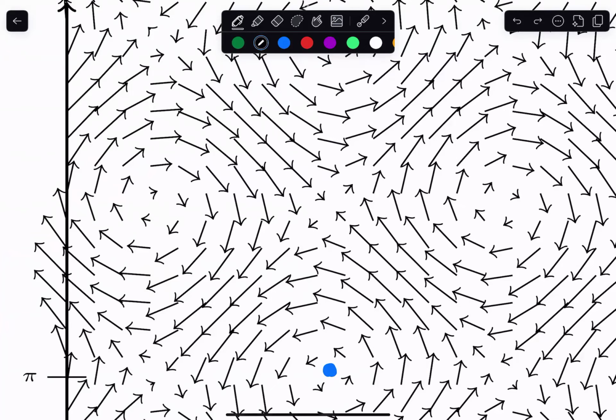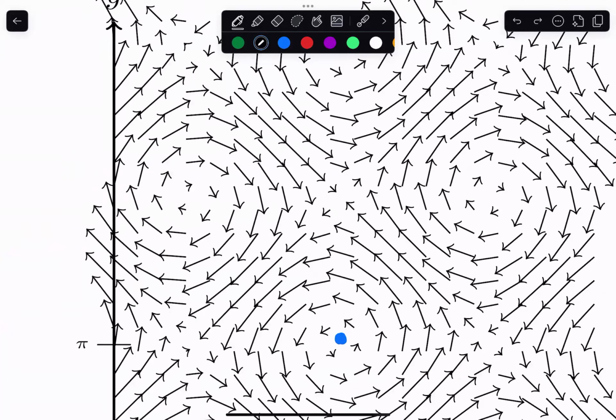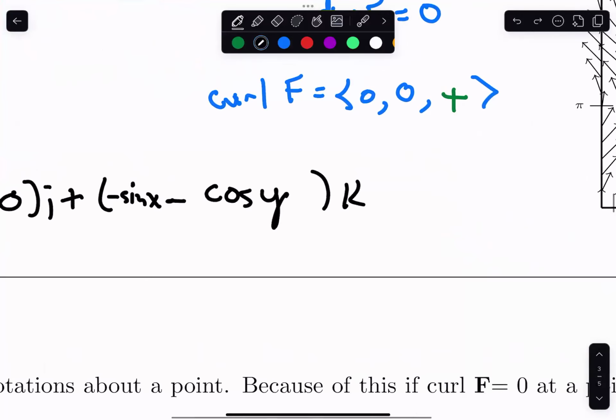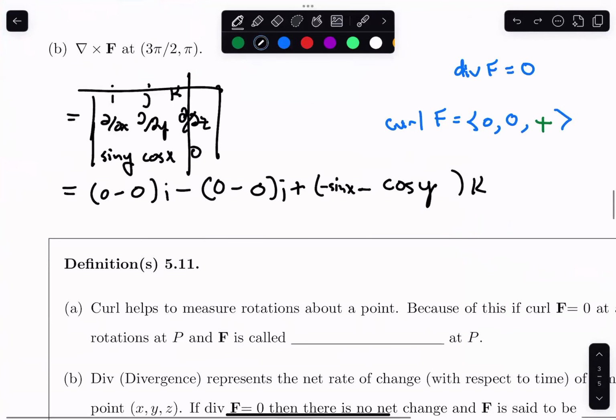However, at this point, it's rotating around in the counterclockwise direction. There are certainly other places, for instance maybe over here is very clear, where it'd be rotating in the clockwise direction. So for rotation, it really does matter where you're at. And that's why we don't have a final answer yet. We need to plug in the curl at the point 3 pi over 2, comma pi, just like I said.